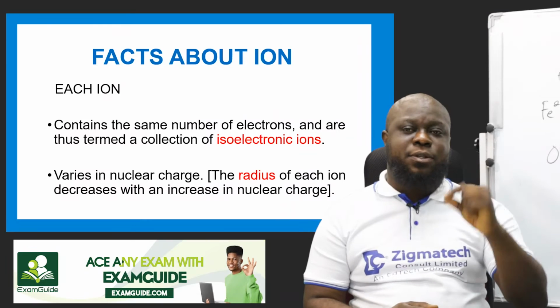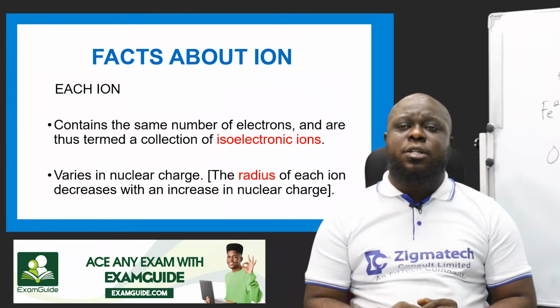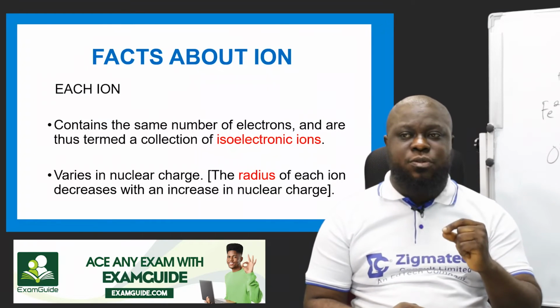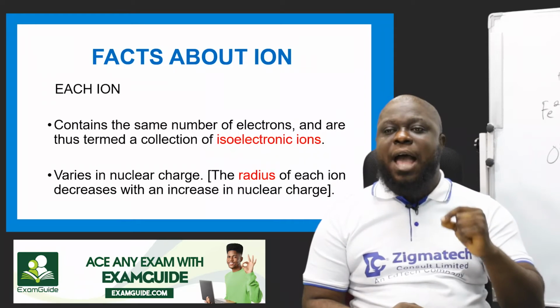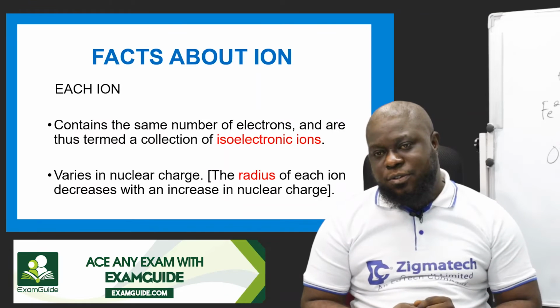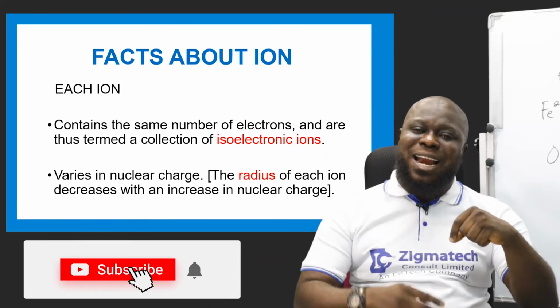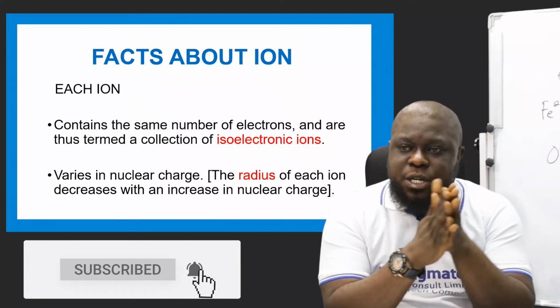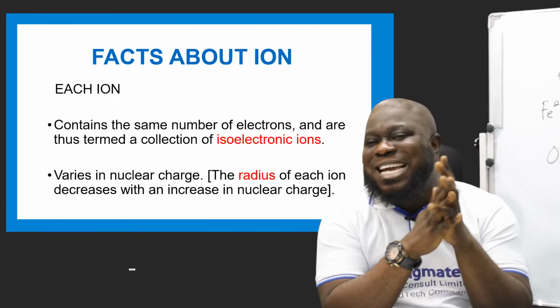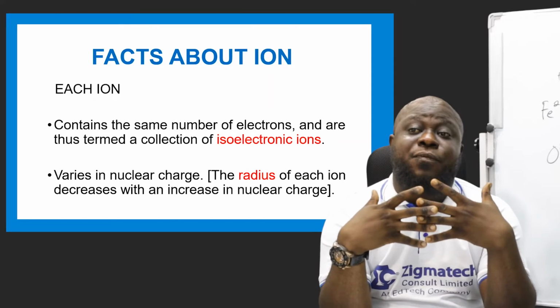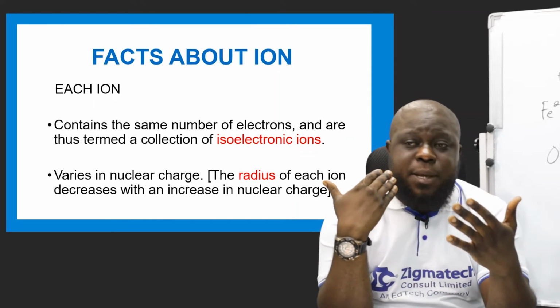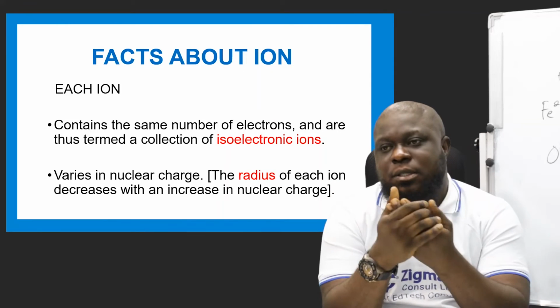Now, this is the fact of an ion. They say each ion contains the same number of electrons and are thus termed a collection of isoelectronic ions. The second one says they vary in nuclear charge. The radius of each ion decreases with an increase in nuclear charge. Now they say it contains the same number of electrons. Like I told you, it has the same number of protons and electrons.